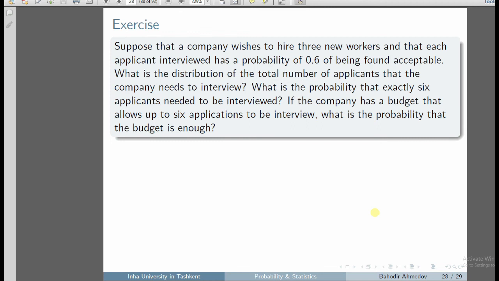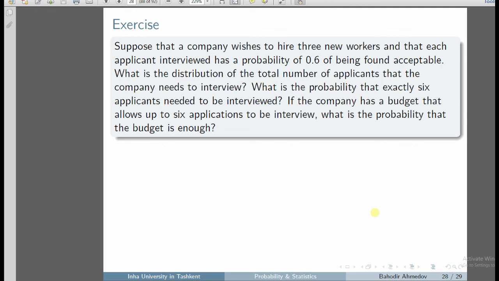Okay, let's consider this example. Let's assume a new company, EPAM, is open. You would like to go there to work, and you need to go through the application and the interview. The probability that each of you will pass the interview is 60%. They need only 3 workers. Once they get the 3 workers, they stop, since they found the 3 workers. Could you please tell me what is the probability that the company has to make 6 interviews in order to find 3 workers?